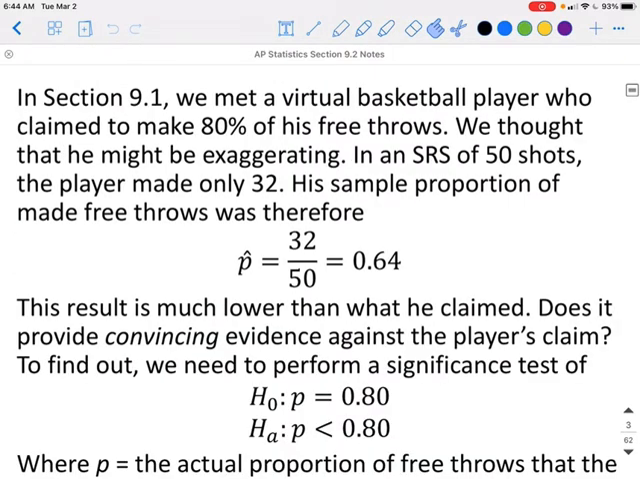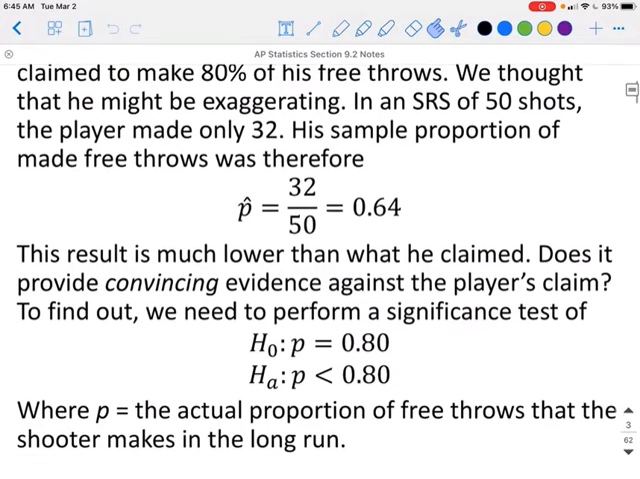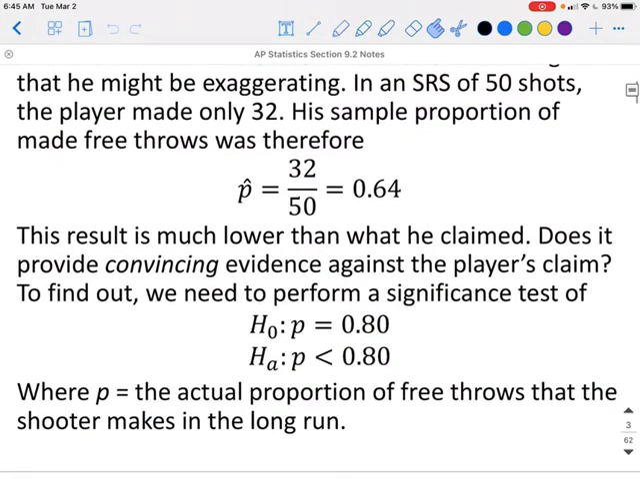So in section 9.1, we met a virtual basketball player who claimed that they made 80% of their free throws. We thought that he might have been exaggerating. In a simple random sample of 50 shots, the player made only 32. His sample proportion of made free throws was then 64%. This result is much lower than what he claimed. Does this provide convincing evidence against the player's claim? To find out, we need to perform a significance test.